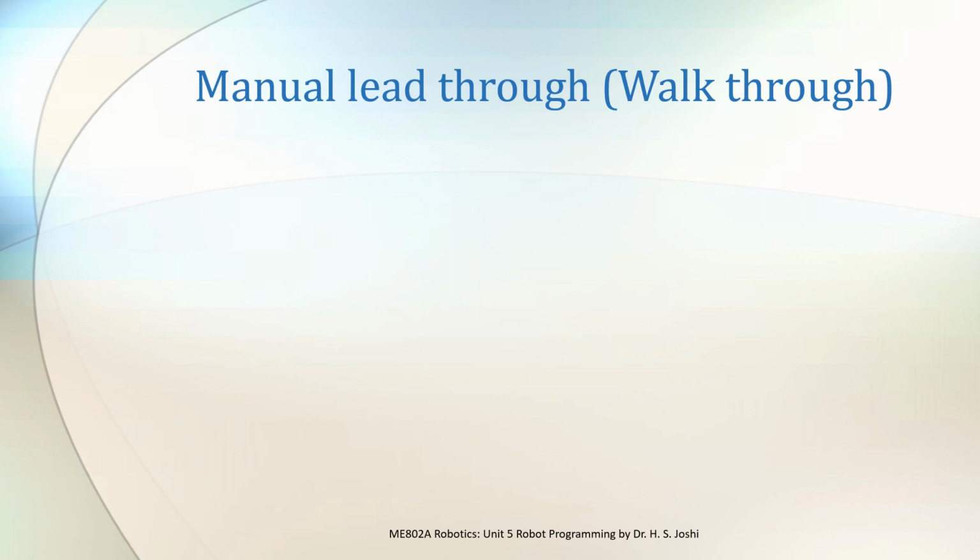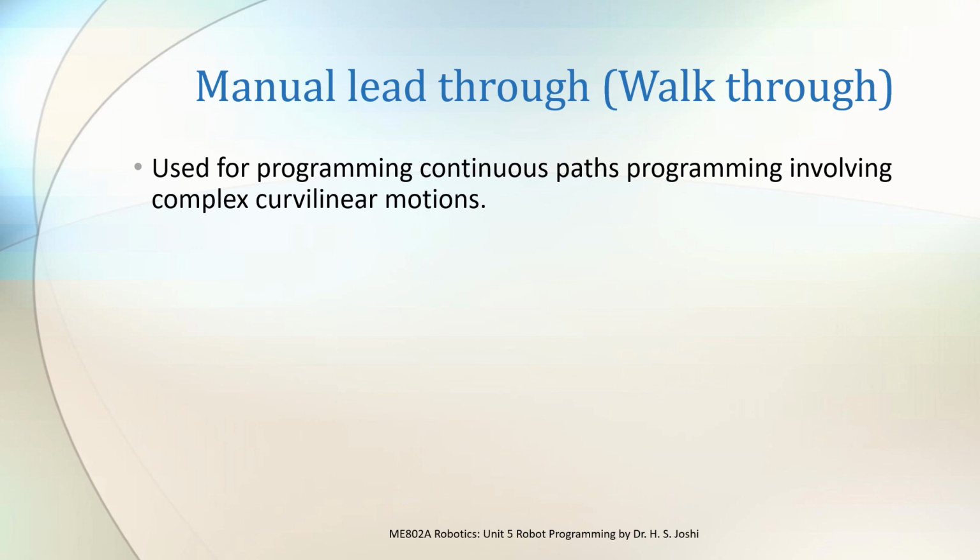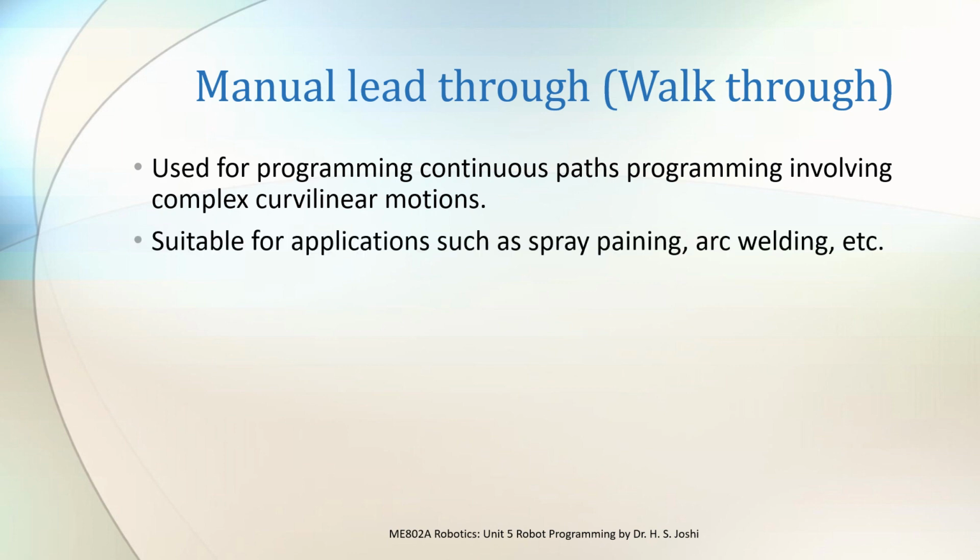This is one of the popular programming methods used for robot programs. It is typically used whenever we need to program the robot for continuous path programming involving complex curvilinear motions. As we have discussed in the case of different types of controllers for robots, we discussed continuous path control of the robot. If your requirement is of that particular type, if you remember the different applications which we discussed at that point of time, applications like spray painting, arc welding, and gluing, where we require a continuous path to be programmed.